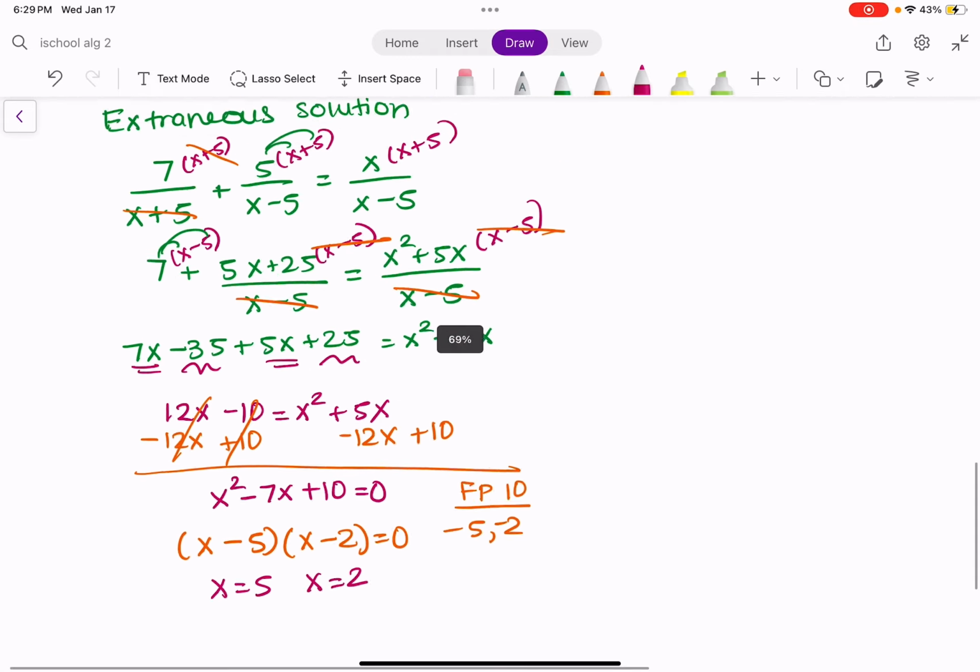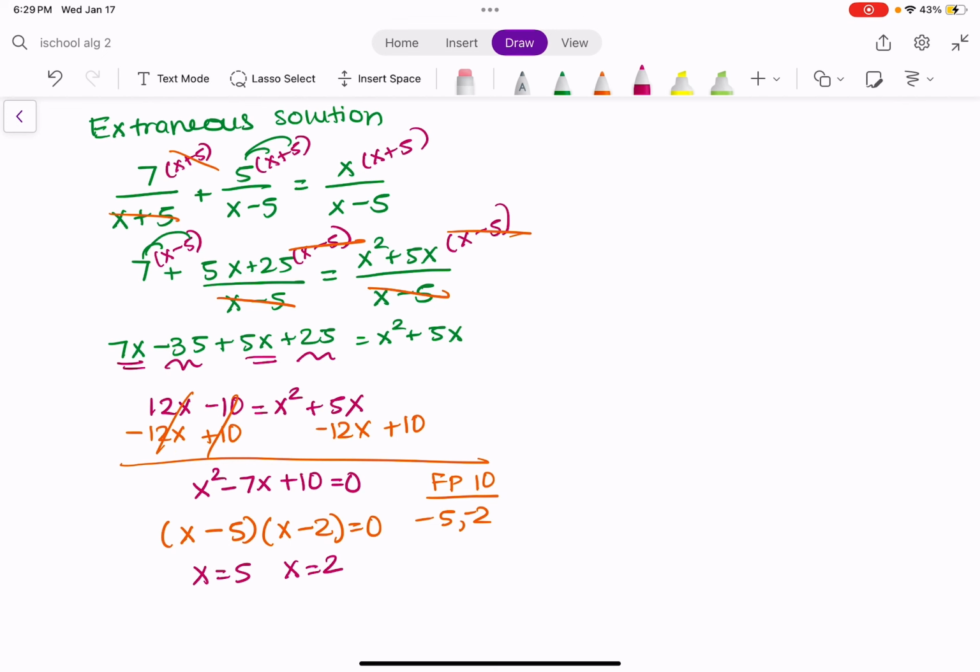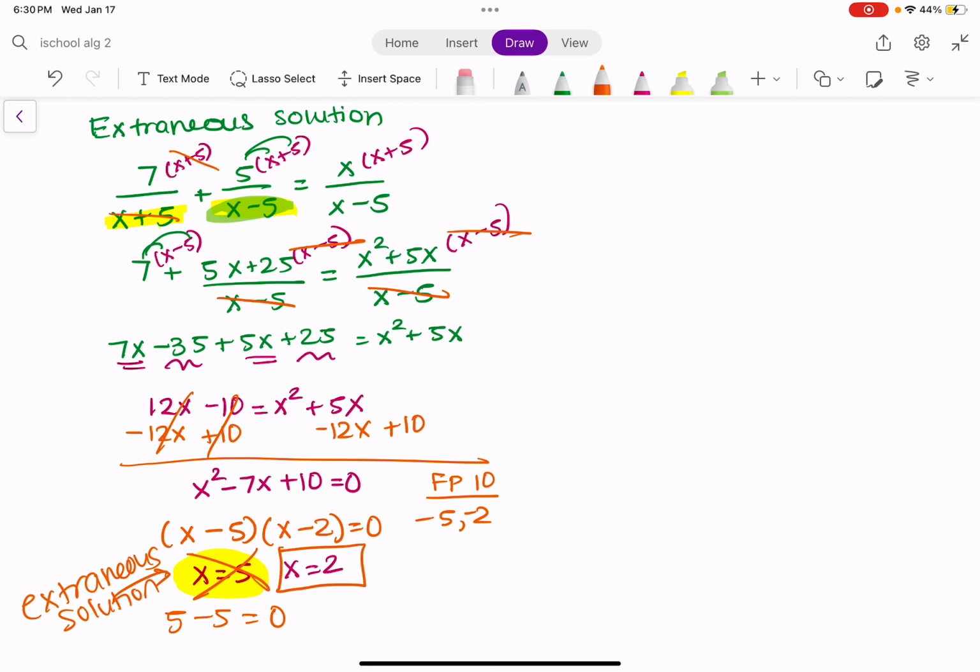Okay? Let's go back to the original problem. Look at our two denominators. We had x plus 5 and x minus 5. If I were to plug in 5 into the second denominator, into this one right here, I would get 5 minus 5, and that's going to be 0. That is a problem. That means this is an extraneous solution. We don't like it. It's fake. So our only solution is x equals 2.